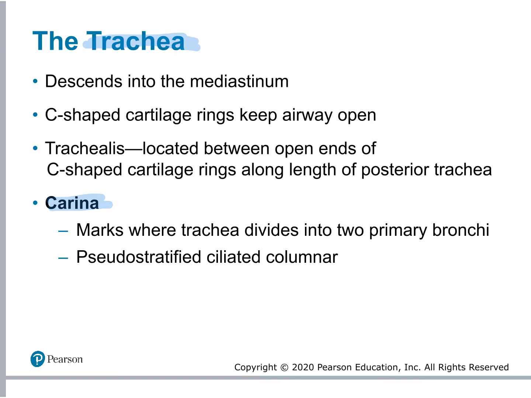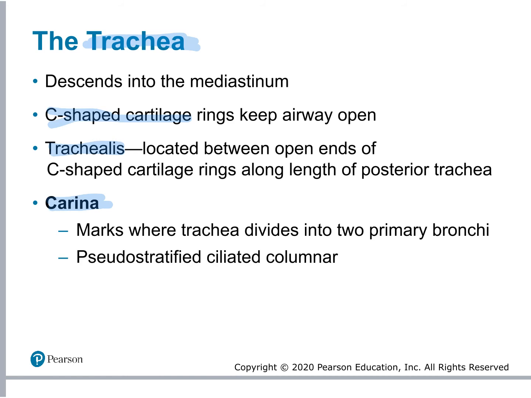There are incomplete rings of cartilage, so they are C-shaped rings of cartilage, and it keeps the trachea open. Those rings or C-shaped rings of cartilage are hyaline cartilage. And then the two ends of the C-shaped cartilage are connected by a muscle called the trachealis. So the trachealis is a piece of muscle that connects the two ends of the C-shaped hyaline cartilage.